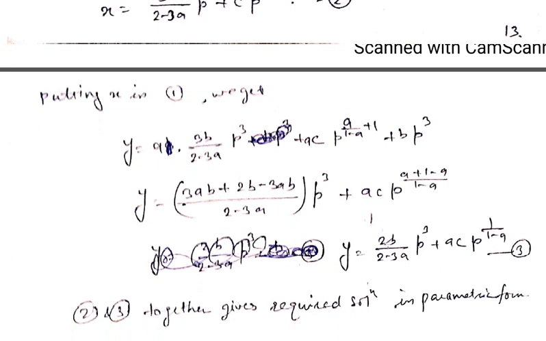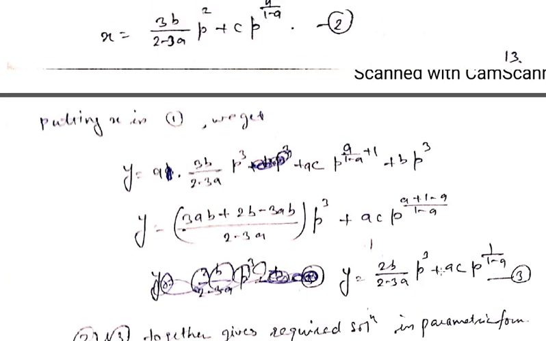Hence we obtain y is equal to 2b upon 2 minus 3a p cube plus ac p raised to power 1 upon (1 minus a). This is y is equal to some function of p and c type equation. So equation number 2 and equation number 3 together give us a solution of the given problem in parametric form.